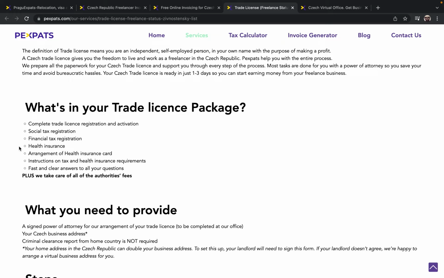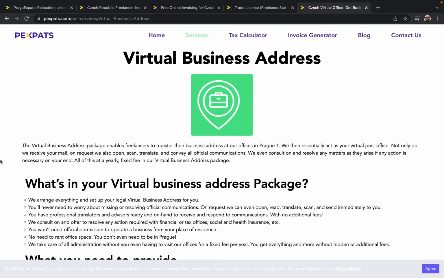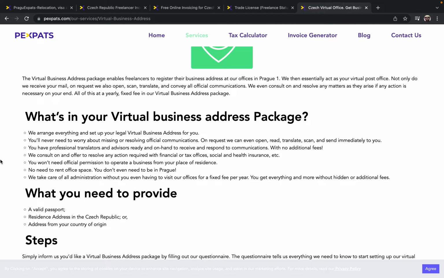Moving on, we also have a service package if you need a virtual business address. Essentially, this is necessary if you want to register a trade license or start a business in another city without using a home address. With a virtual business address, you'll not need to rent an office space or get permission to operate your business out of your place of residence. Instead, we register you at our office address in Prague 1. Essentially, this allows you to share the space with us and to receive all official communications at our office.